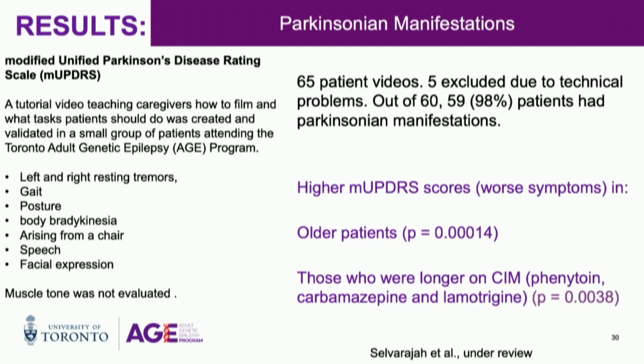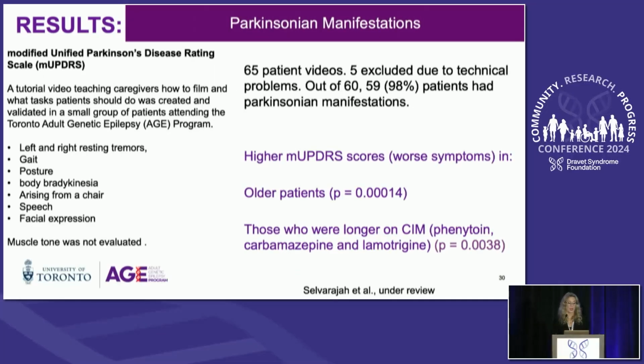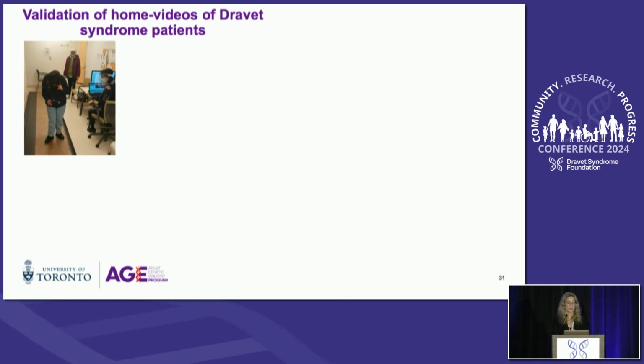And the other thing that we saw was that those patients that were exposed to phenytoin seemed to be even worse than the other patients. We didn't see that so much for the other ones. For the Parkinsonian manifestations, we did see it for phenytoin, carbamazepine, and lamotrigine. That was significant. For the gait, it was a bit different.